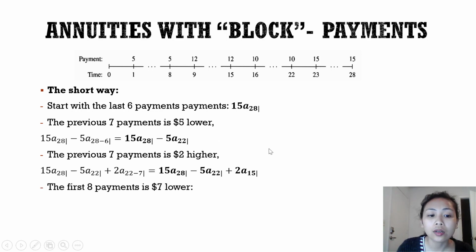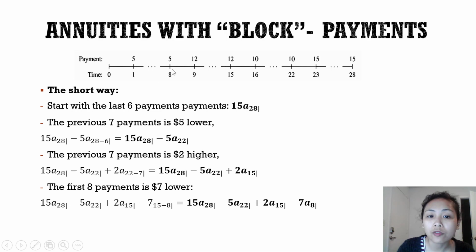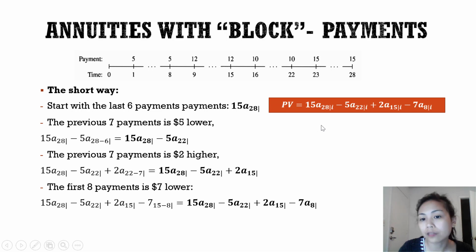And continue to the last block. You have the first 8 payments. You subtract 7 a sub 15 minus 8, because from 12 to 5 is decreased by 7. So this is how we work on an annuity with block payments using the short way. This is for calculating the present value.